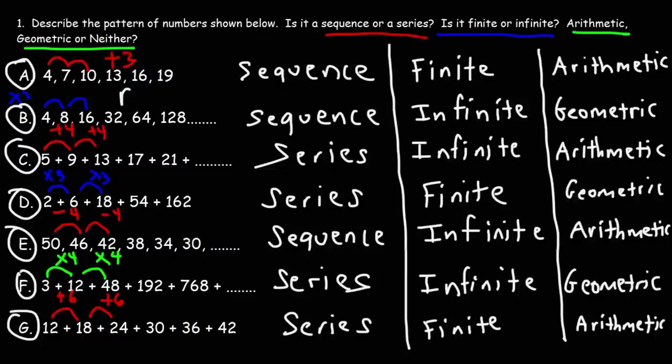Thus 2 to the third is 8, which means that we have 8 different possible combinations. Right now I have 7 out of the 8 different combinations. The last one is a finite geometric sequence, which I don't have listed here. So now you know how to identify whether you have a sequence or a series, if it's arithmetic or geometric, and if it's finite or infinite.